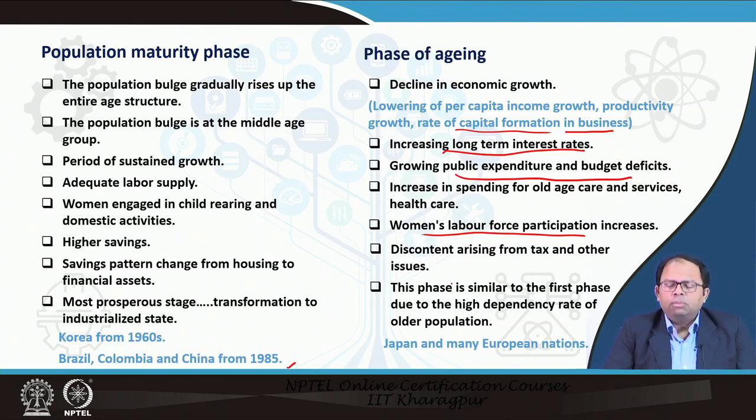So this phase is almost similar to the first phase, where we had a high dependency rate of younger people; here we have a high dependency rate of the older population. That means more older people have to be supported. So again, the young working age population has to work more, women have to also get into the work, and so on. So this is true for Japan and many European nations.